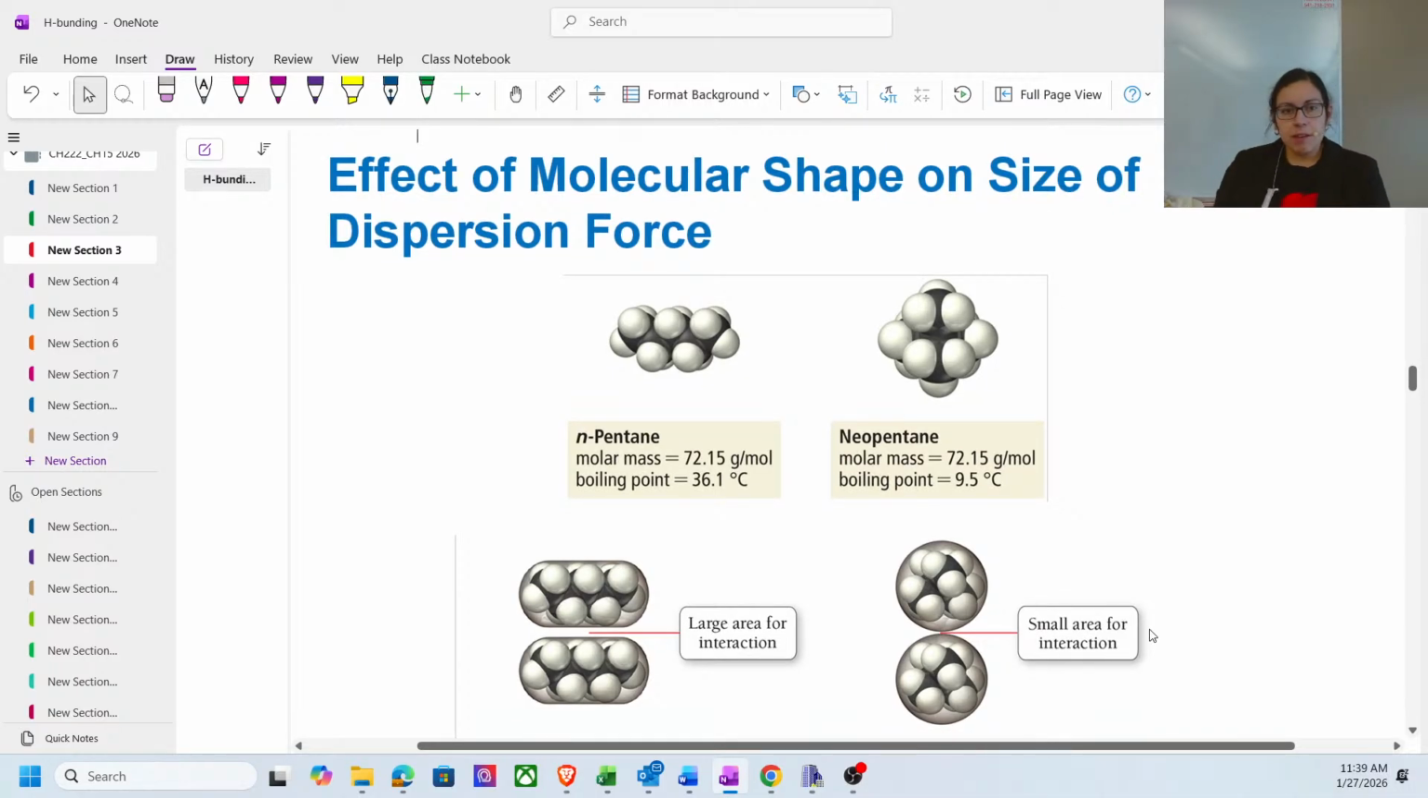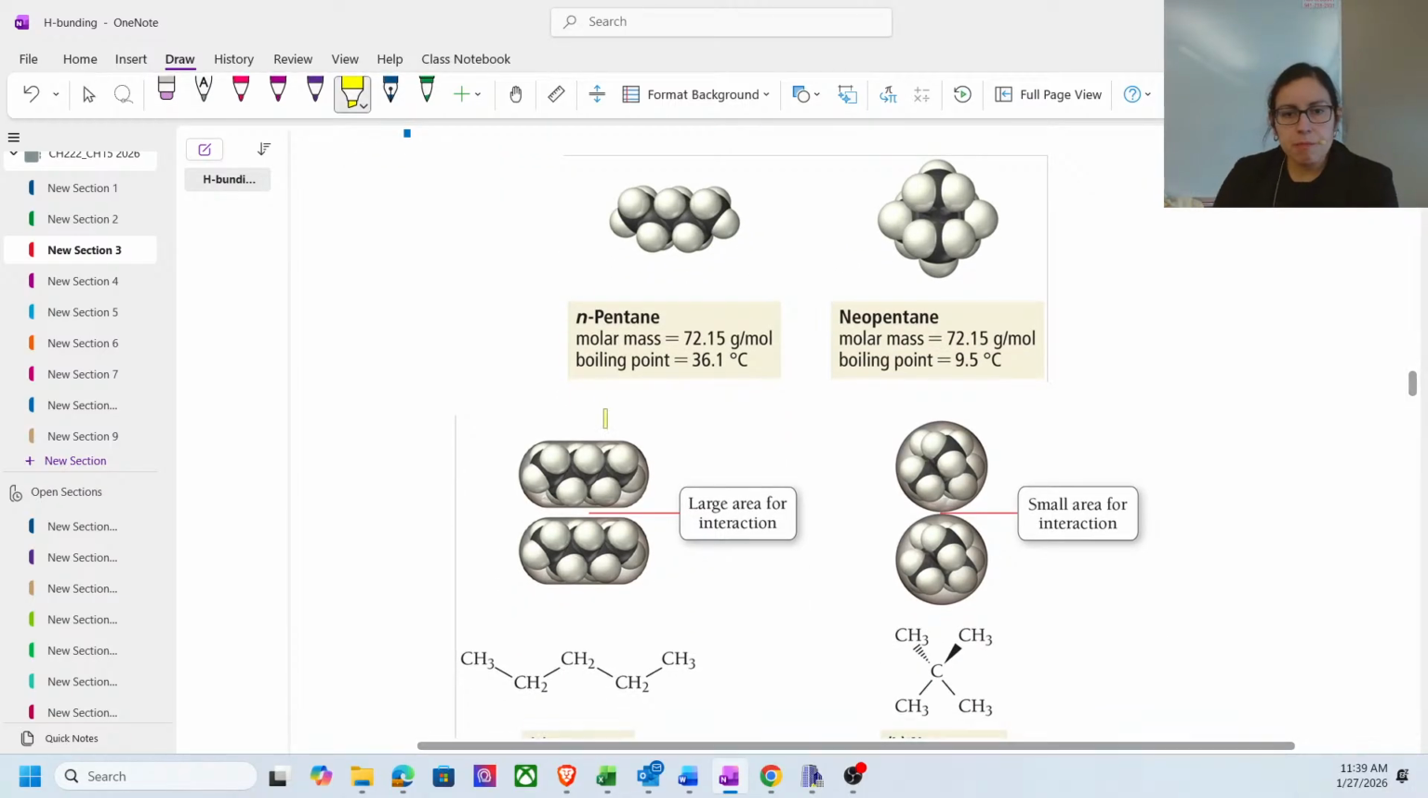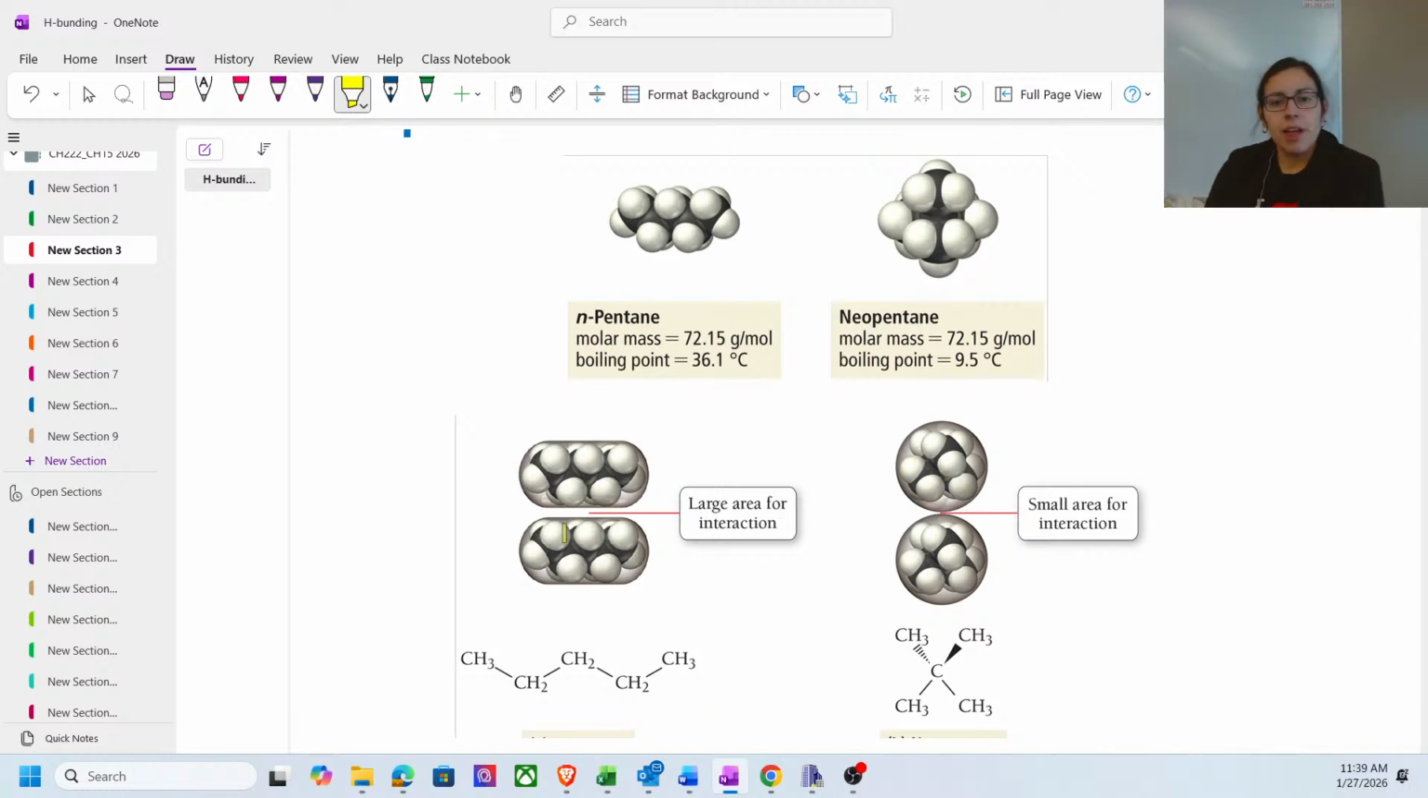So other things that affect our London dispersion forces, or really any intermolecular force, is how well they pack. Now we are comparing pentane versus neopentane, so let's look at the difference. N-pentane means that we have this linear structure. You can either look at this ball and stick model, or this is a good representation.